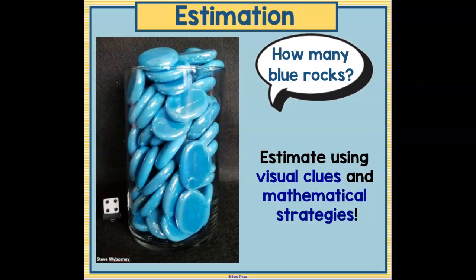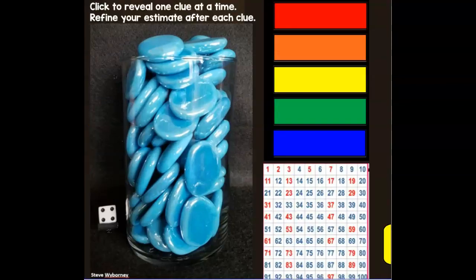Teachers pause while students write down their estimate. If you're at home, write down your estimate on a piece of paper and then hit play again to get your next clues. Okay, so I'm going to reveal one clue at a time. After each clue, pause and re-estimate, changing your estimate to match the clue and making it more precise.